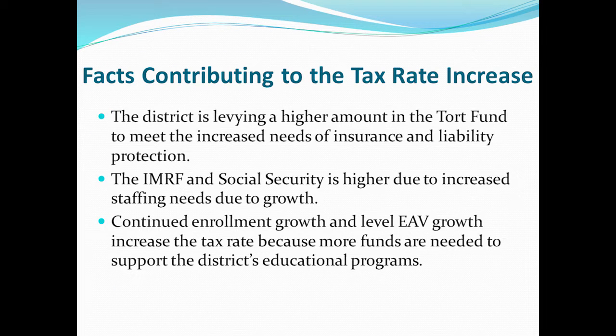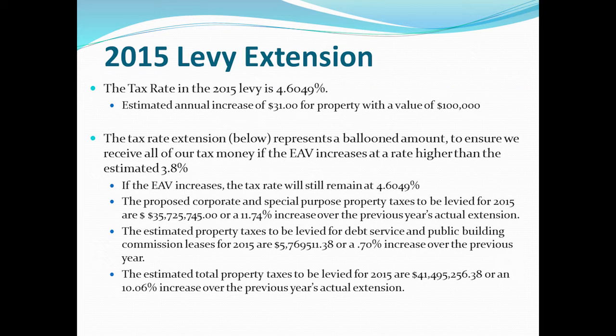Talked about this a little bit on the last slide. I get ahead of myself every time I do it. But we talked about these already, but these are just in writing what I just said. And so the 2015 levy extension, as I said before, it's about 4.6%, and it'll be estimated about $31 for $100,000 worth of property. So it's not a terrible increase to continue financially supporting the district.